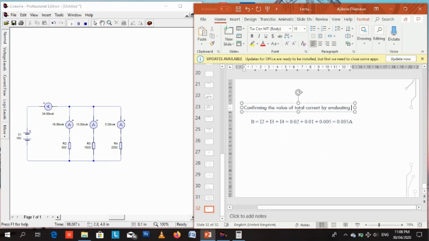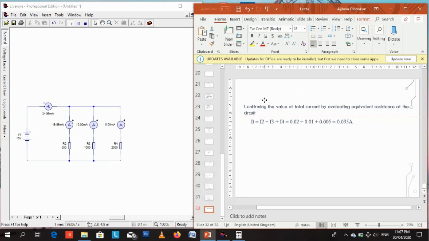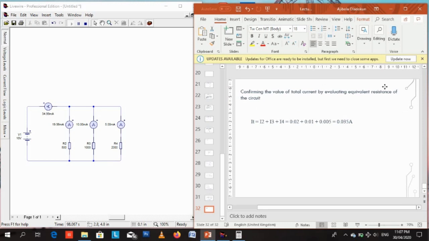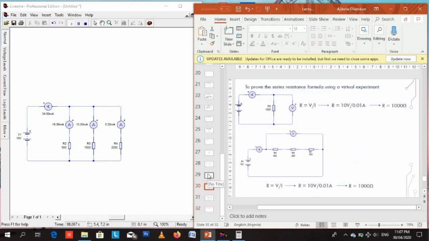So, confirming the value of total current by evaluating the equivalent resistance. Now we've got our total current IT. In this instance, we got it by adding the individual currents through each resistor. But there's another way we could have gotten the total current, and we're going to examine that now. We can get the total current by first getting the total resistance of the circuit.